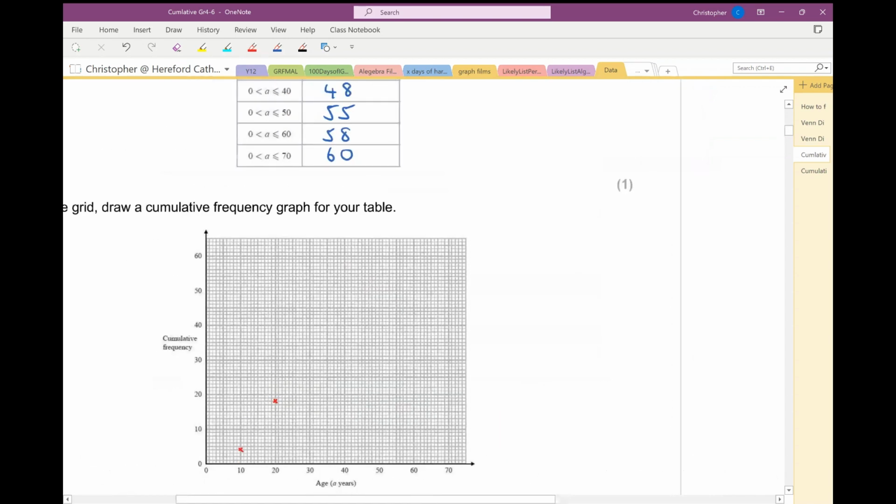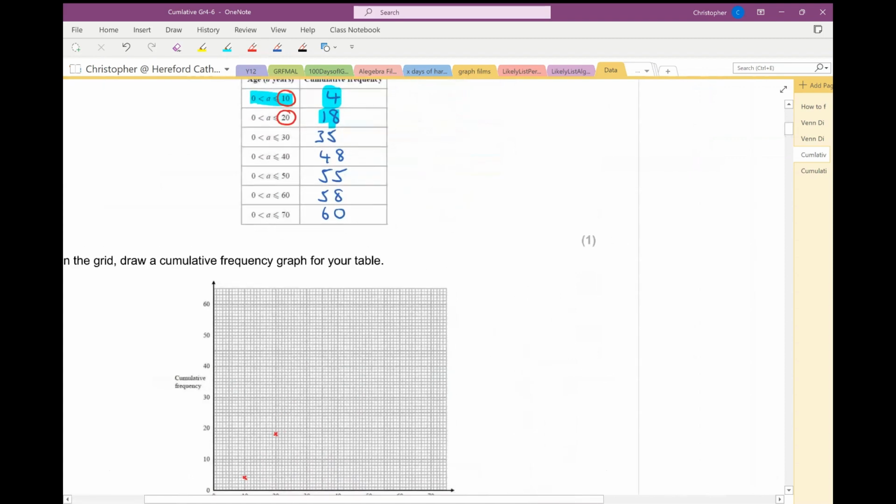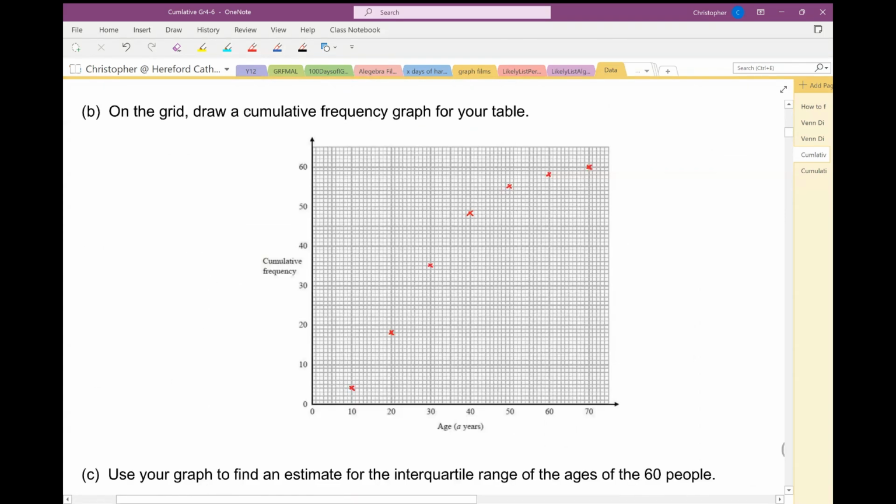So pause the film now while you plot your points, and when you press play again, I will already have plotted mine. Okay, so there are my points plotted, and now to complete my cumulative frequency graph, I'm going to join them up with a smooth curve, just like that.